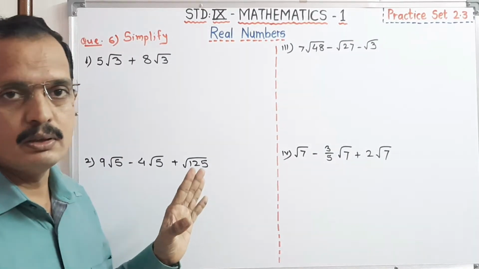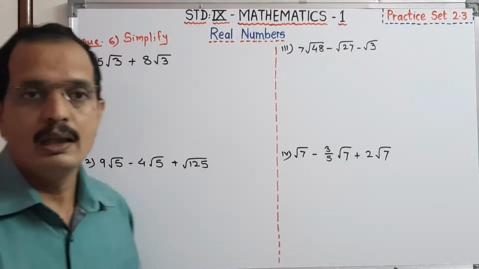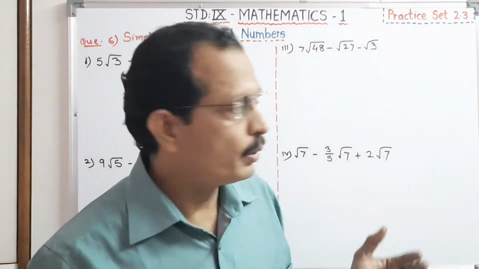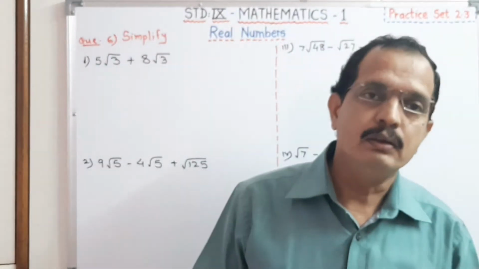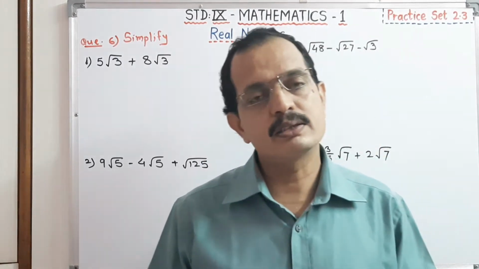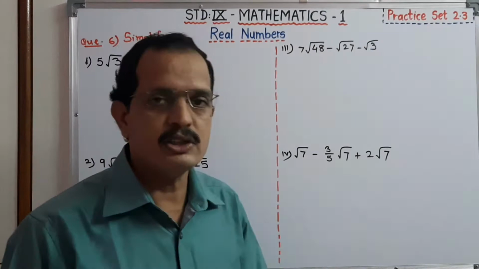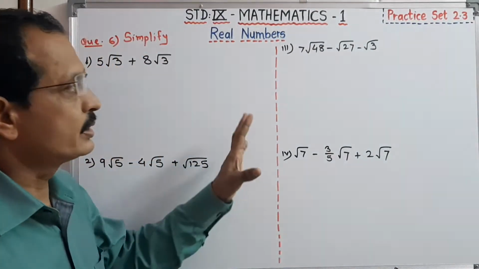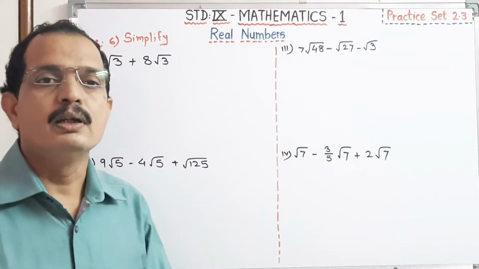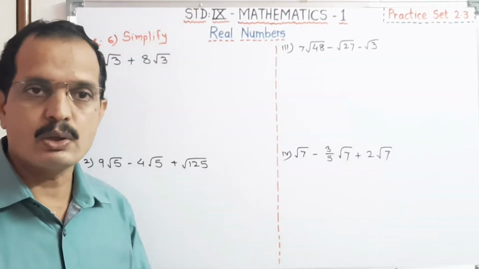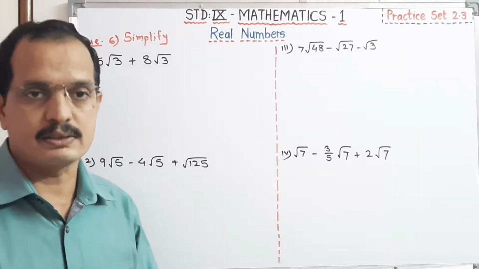Now all of you know that when the order and the radicand are the same, the surds are called like surds. While doing addition and subtraction, we have to consider the order as well as the radicand. That means we have to do the addition or subtraction of like surds.